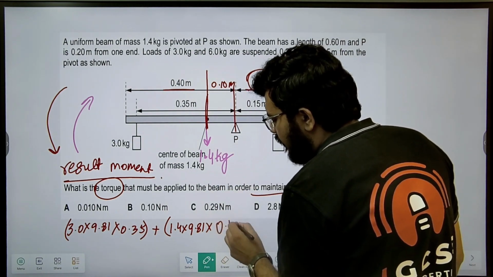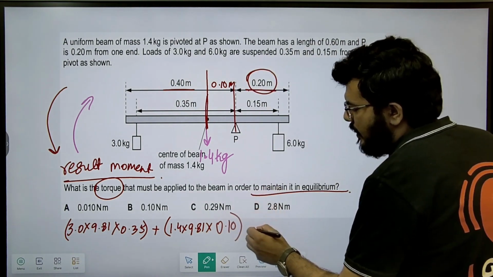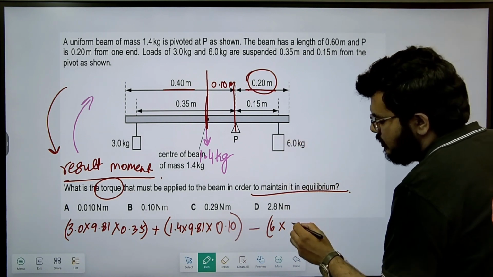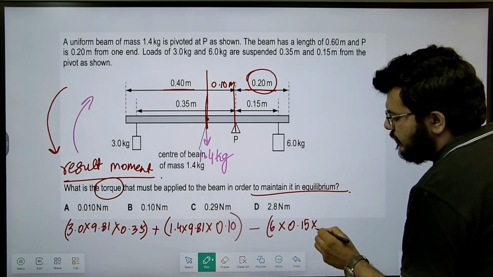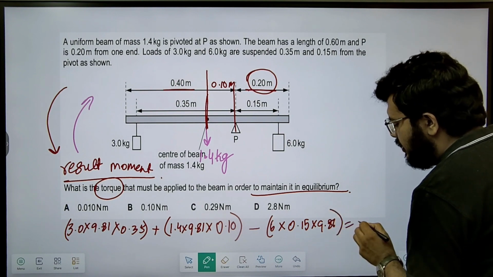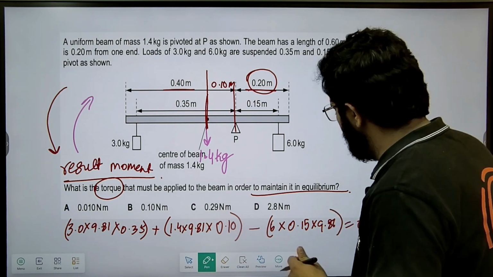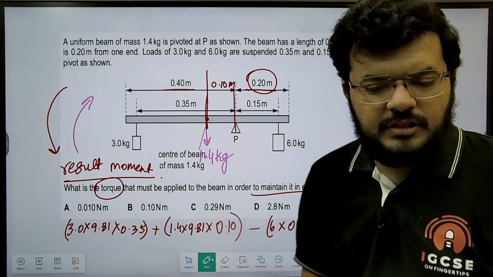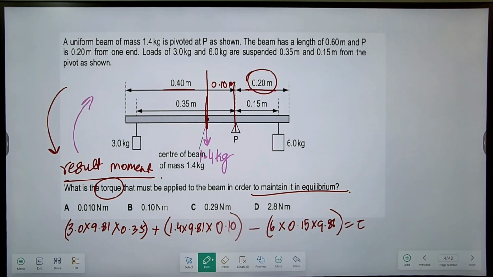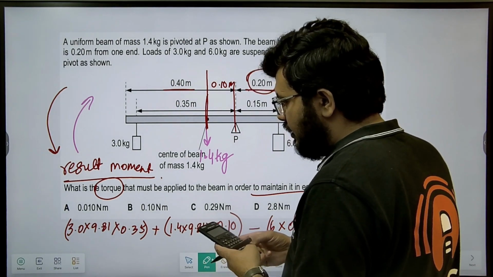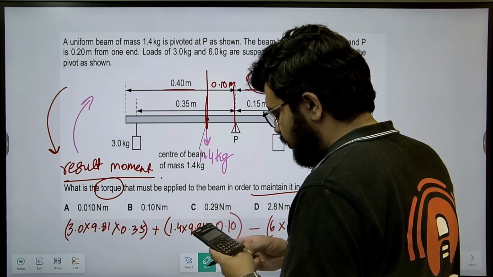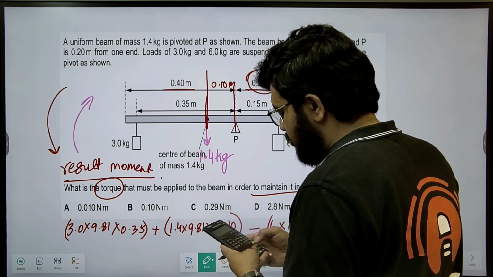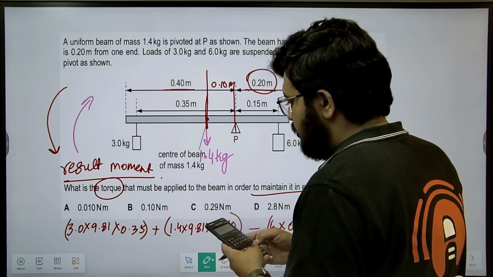So 0.10, this minus 6 multiplied by 0.15 multiplied by 9.81 should be the available torque, right? This is known as tau, known as torque. Now let's calculate it. Oh, I forgot my calculator, just 1 second guys. Now let's calculate this. So we have 3 into 9.81 into 0.35 minus 1.4 into 9.81 into 0.10. That should have been plus.